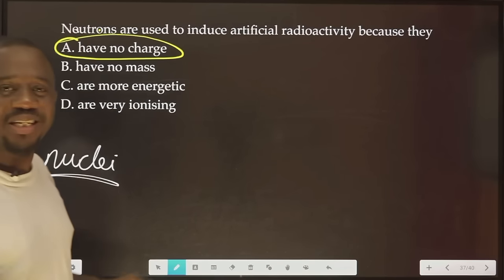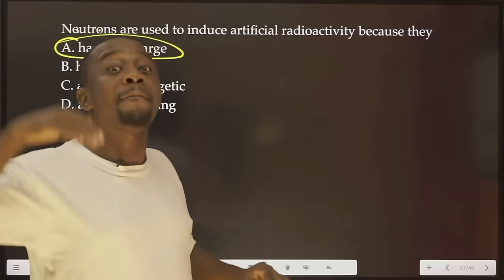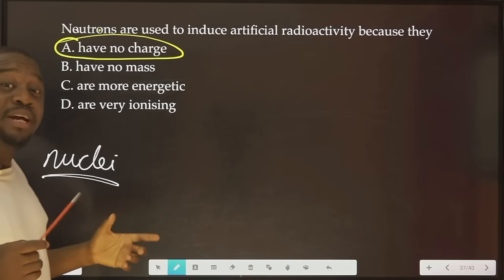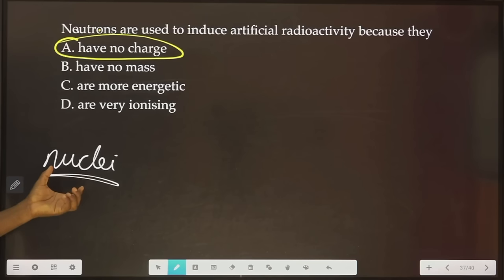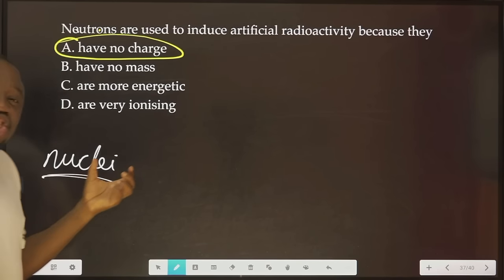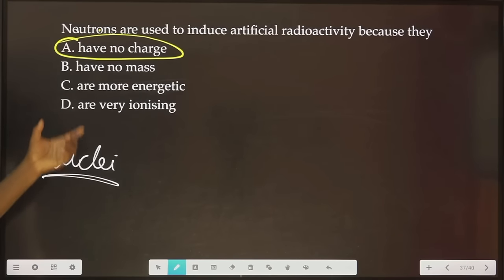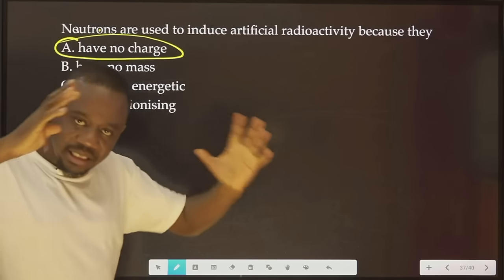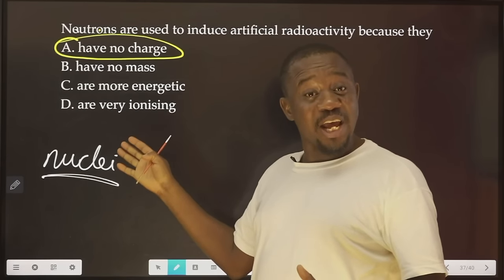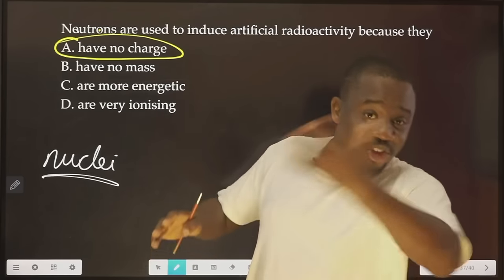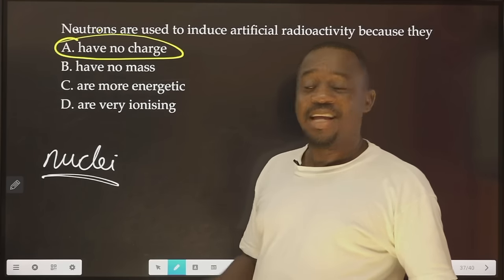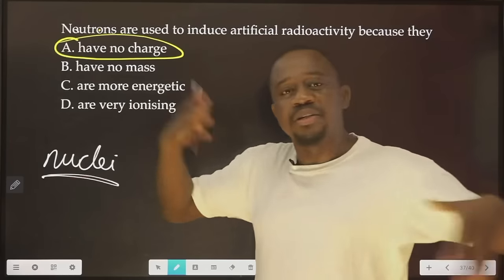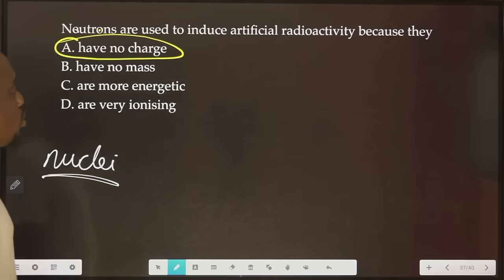But these neutrons have no charge. Because they have no charge, they can penetrate deeper into nuclei without being repelled. Because they are not repelled, the electric force that would affect charged particles will not affect them. So once these neutrons are absorbed by this nucleus, it will cause it to be what? To be unstable and radioactive. It's like you are deceiving somebody that I am a good person, I am not charged. On arrival, it's causing this one to be unstable, becoming what? Radioactive. That's why they are used to create or induce artificial radioactivity.